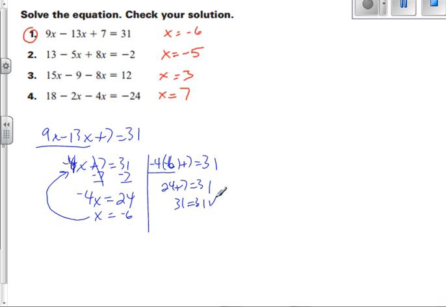So we're good on that one. So it sounds like the class bell, so let's do another one here. Now we're going to do number 2.